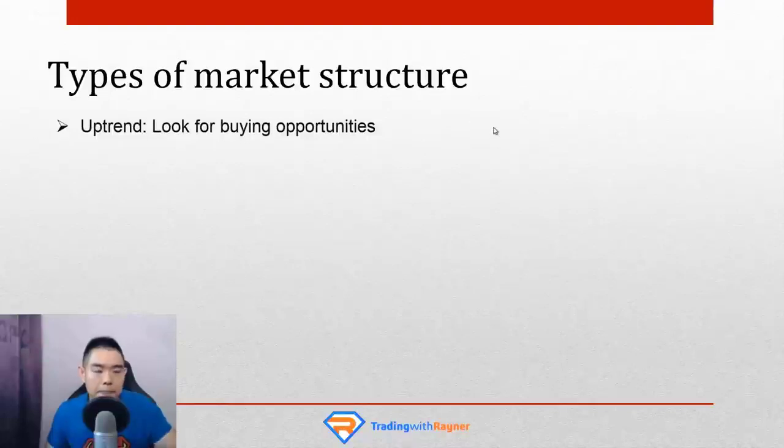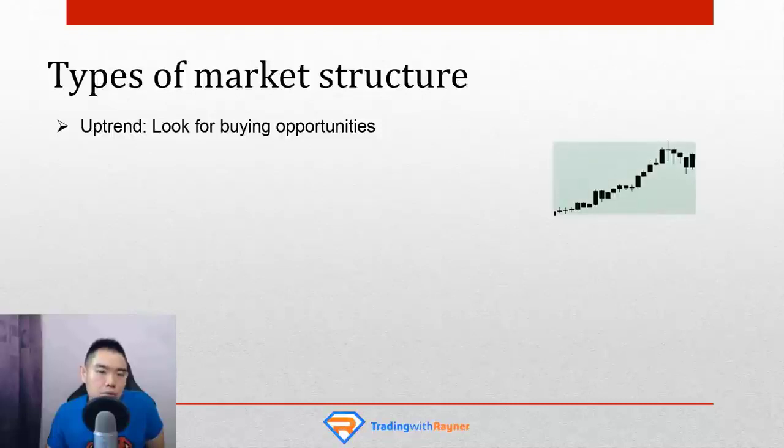Number 1 being an uptrend. If you know a market is in an uptrend, not necessarily stocks, it can be currency pairs, etc., you want to look for buying opportunities. So let me explain to you what an uptrend is. In the grand scheme of things, an uptrend forms a series of higher highs and higher lows. So it looks something like this.